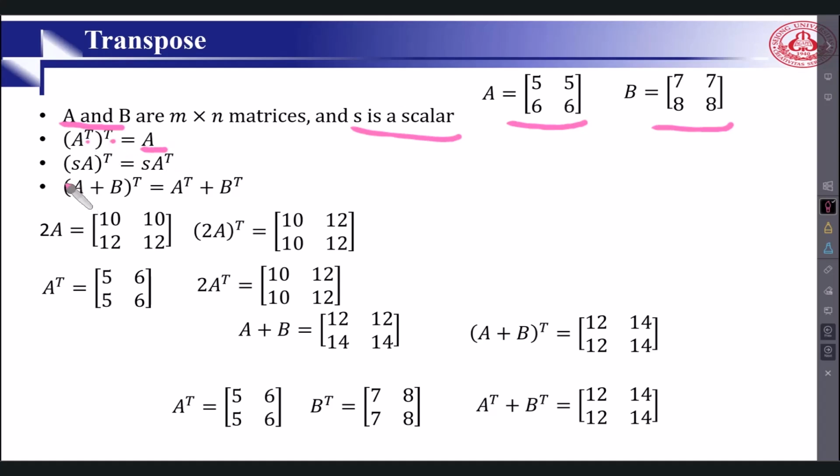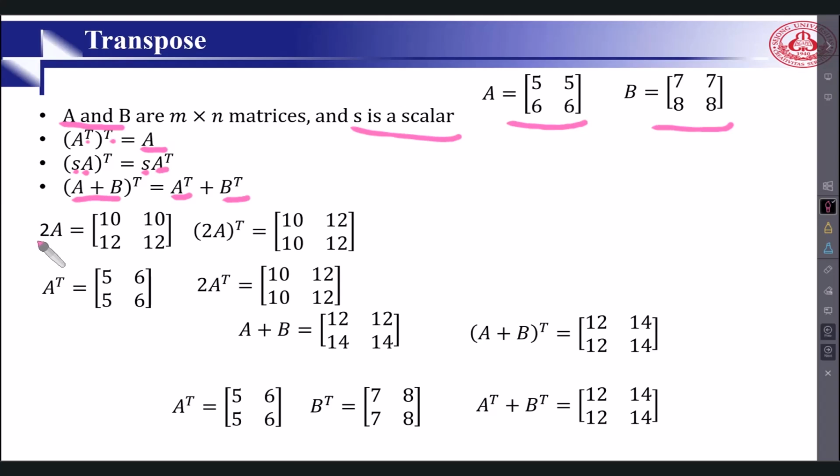The second one is that multiplication of a scalar by a matrix's transpose is the same as multiplication of that scalar by A, then taking the transpose. And here is the distributive property. The transpose of A plus B is the transpose of A plus the transpose of B, the sum of two transposes. So here, let's see the example.